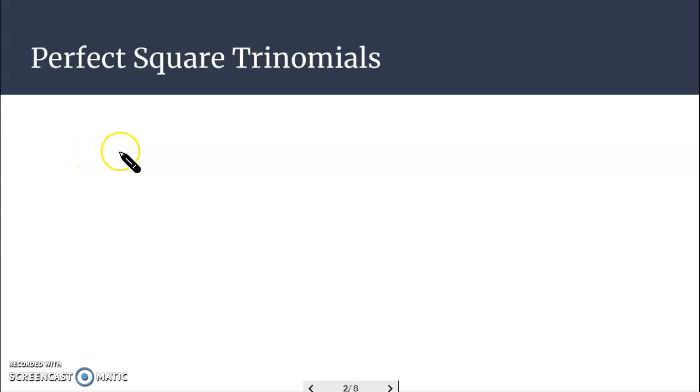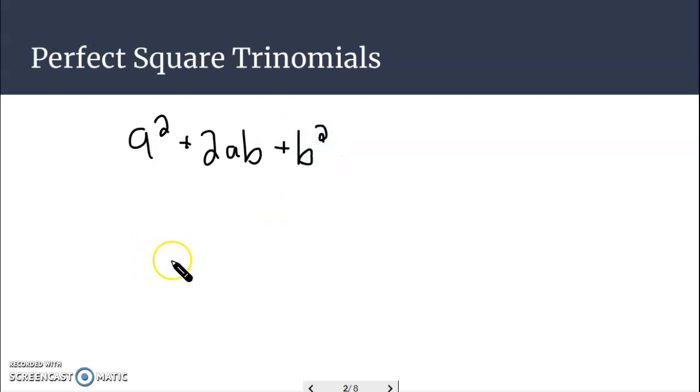Now, a perfect square trinomial has this format: a squared plus 2ab plus b squared. There's another form of a perfect square trinomial: a squared minus 2ab plus b squared.